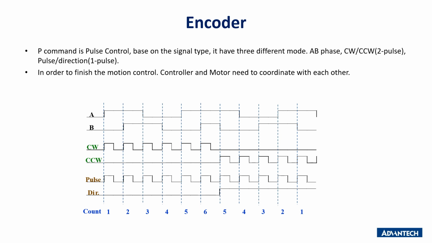Sometimes you may find that the motor action doesn't match what you expect, such as when you send the clockwise command, but the motor moves counterclockwise. The reason may be caused by a wrong pulse type setting.